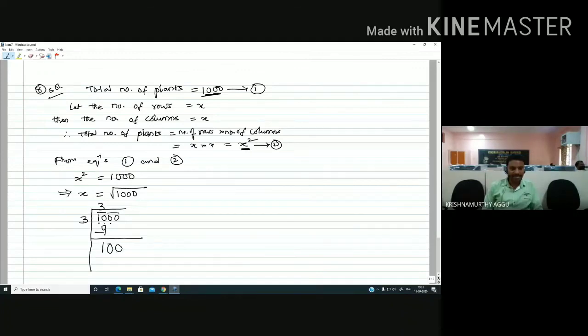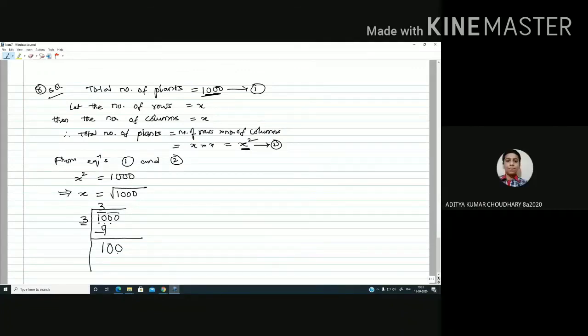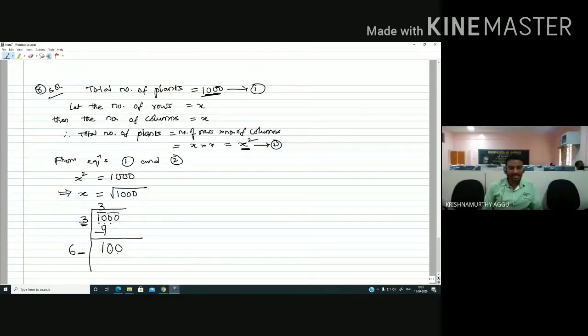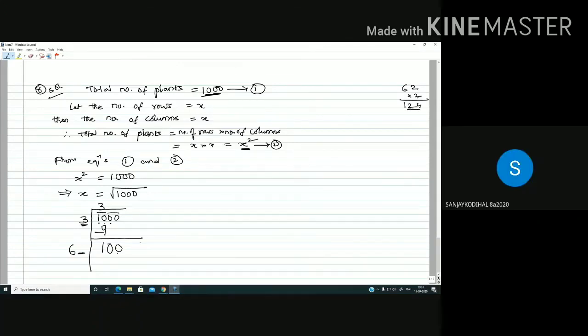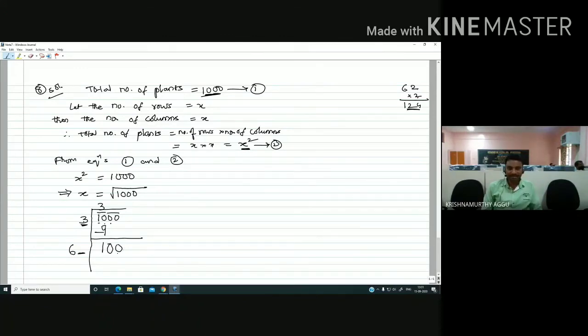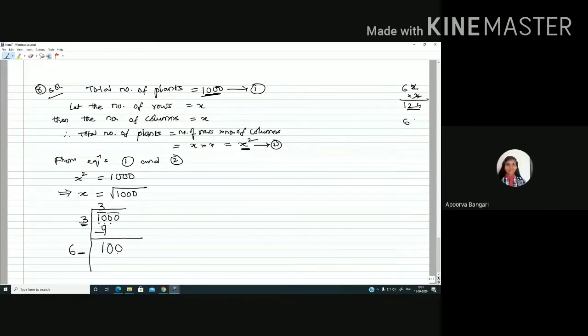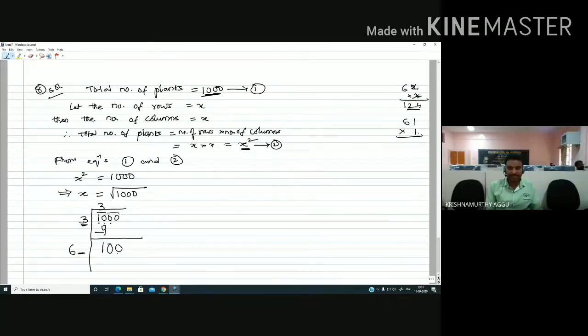Take down the next digits which are below the second bar, that is 0, 0. Now the number is 100. Next process, 3 double is 6. After 6, which is the digit to be selected to get 100? Suppose you select 2, with 2 only: 2 2s are 4, 2 6s are 12, 124. Is 124 crossing 100? Yes, sir. We need not select 2. We need to select 1. If you select 1 here, 1 will come here also. 61 one time is 61.